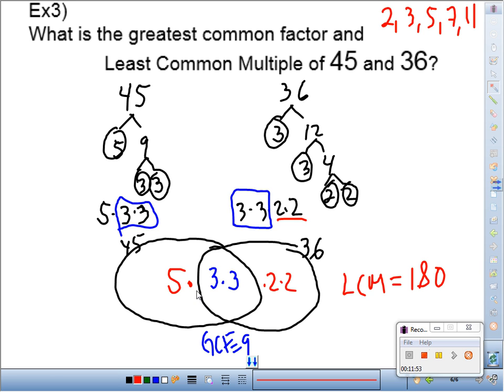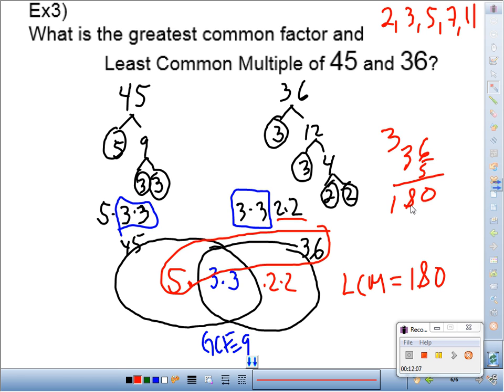And let's see if it's true. It is: 36 times 5. 36 times 5, that's 180, since 30 times 5 is 150, plus 30 more, that's 180. Hands up if you got 180 for the LCM?